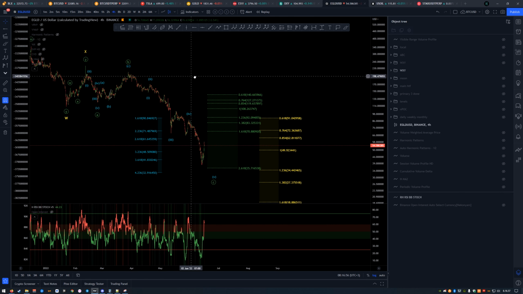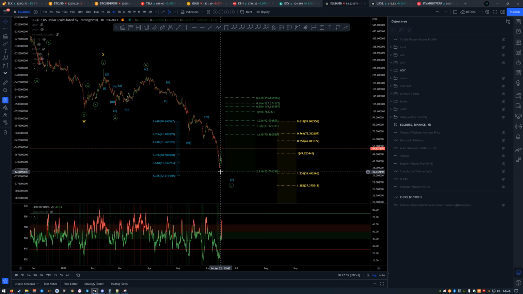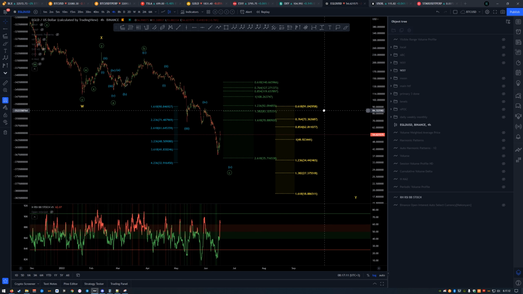After that we would expect a large dump, because this structure was a running flat, making it really bearish views for the next structure, and that is exactly what we got. Another dump of, what is this, 53%. Massive moves.